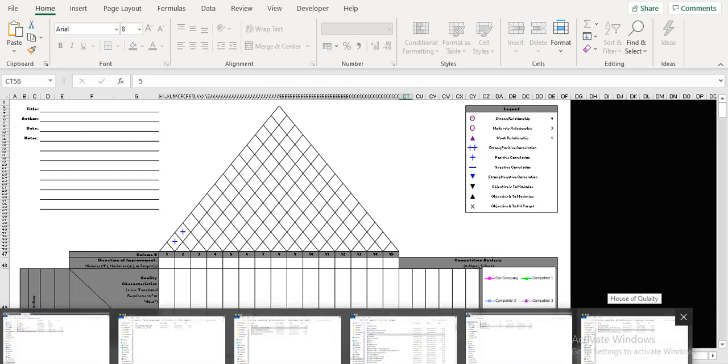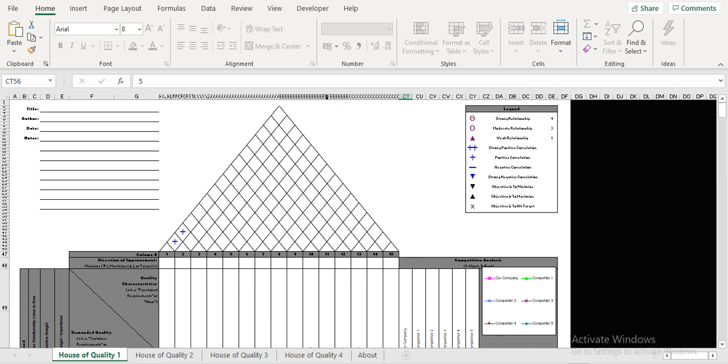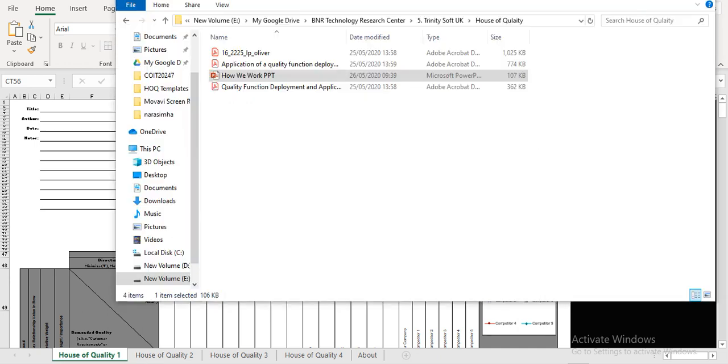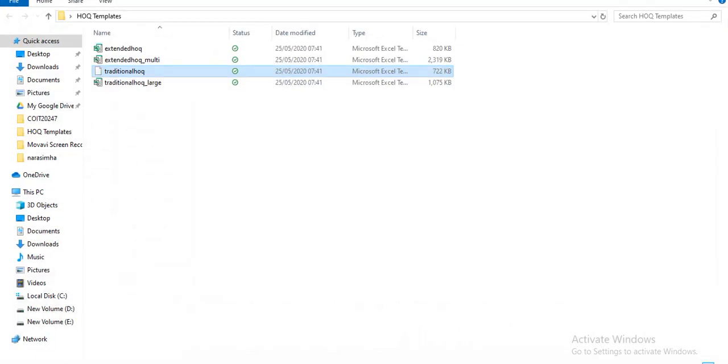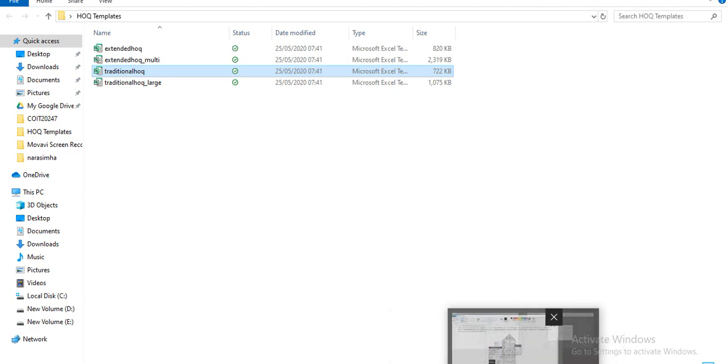Welcome back, team. Let us start with understanding the template that is provided to you. If you cross check, the template that is given to you is a traditional HOQ, and this template was forwarded to you. Open the template and try to understand the important parts of our diagram.